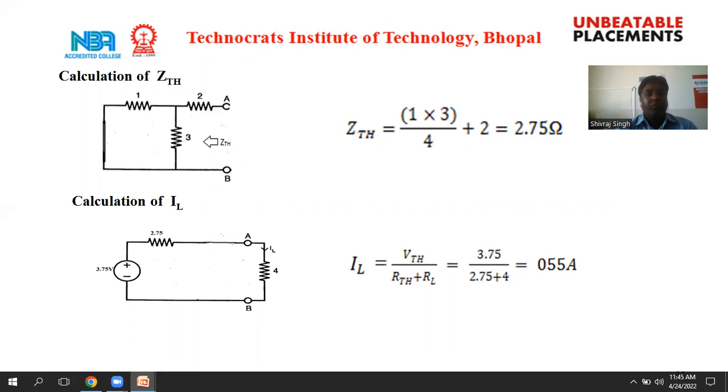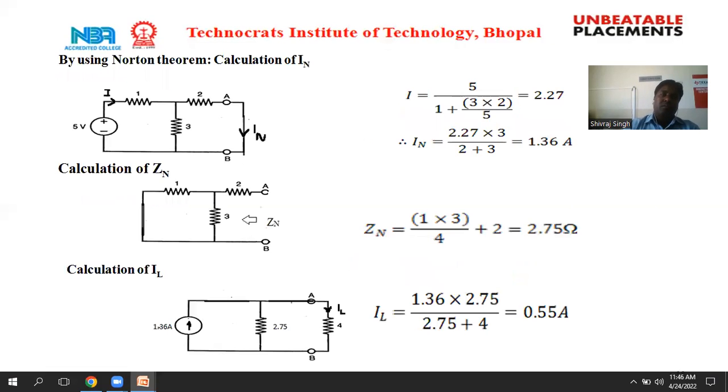At the last, we calculate the load current. For this, we connect the load terminal ZL, that is 4 ohm, and then measure the load current IL. That is IL equal to VTH upon RTH plus RL. So here VTH equals 3.75 upon RTH equal to 2.75 plus 4 ohm. That means overall 0.5.